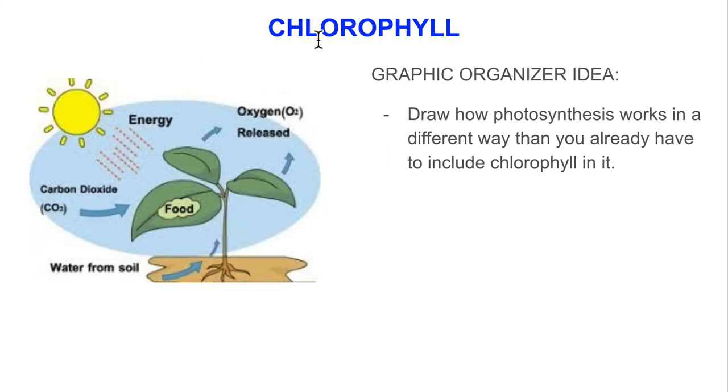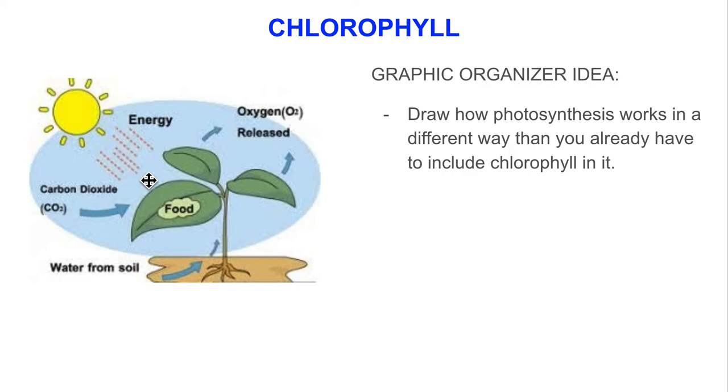So a good graphic organizer here for chlorophyll would be just to draw how photosynthesis works, but include a chlorophyll in it. And here's another picture of photosynthesis where water goes into the root, carbon dioxide goes into that stomata in the leaf.